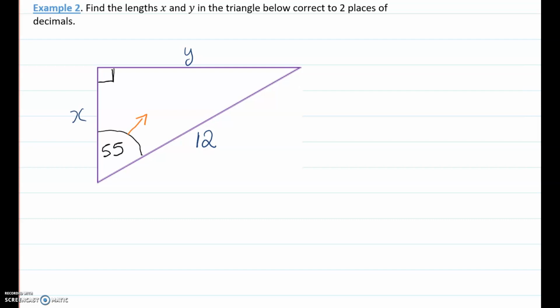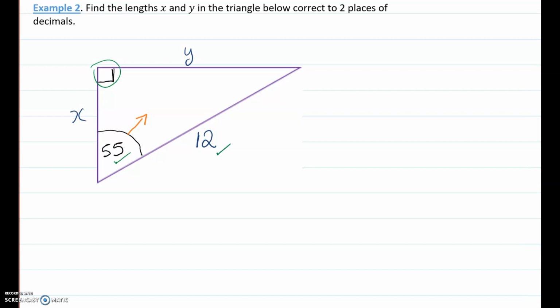So in this case we have to find the lengths x and y in the right triangle below and give our answers correct to 2 places of decimals. So let's figure out what we know. We have a right angle here. We know one other angle, that's 55 degrees, and we know one side is 12.